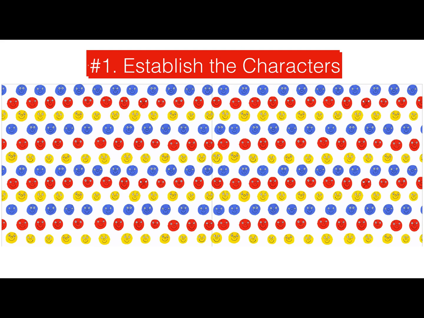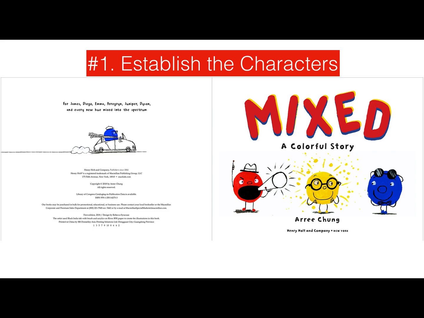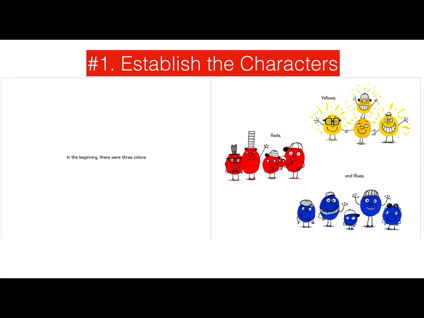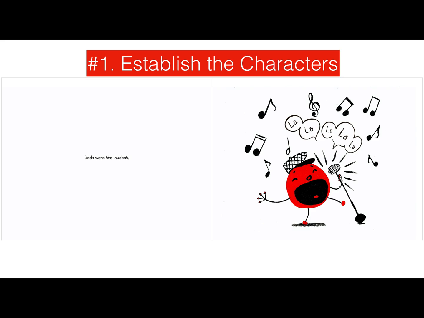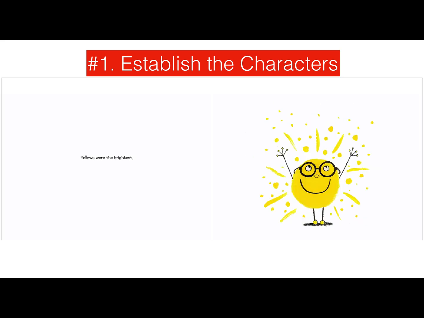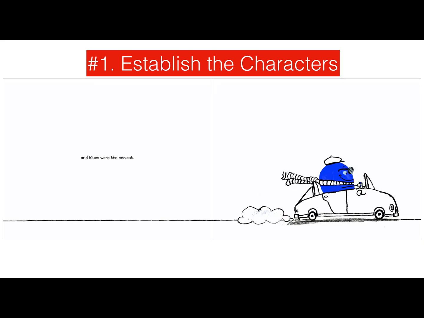So in the beginning, I established the characters, right? I have reds, yellows, and blues right on the end pages. And then next, I have Mix, a colorful story. You see again, reds, yellows, and blues. So we're establishing the characters again. We're establishing the world. In the beginning, there were 3 colors.